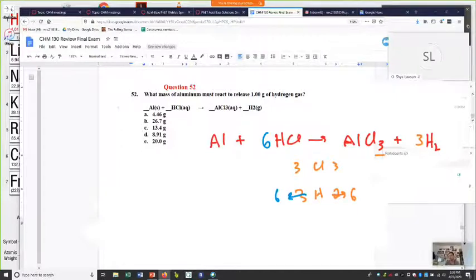Now I can double back and check chlorine. Chlorine's actually at 6 on this side. The other side it's at 3. For it to become 6, I have to multiply by 2. I can now go back and look at my aluminum. I need the 2 there, and now we'd have it balanced.